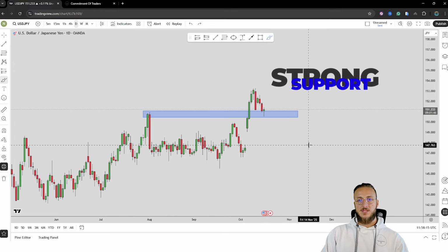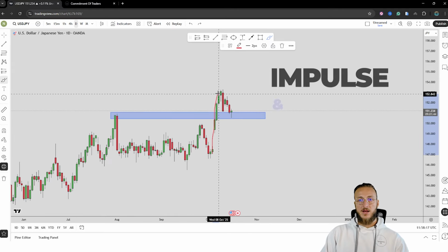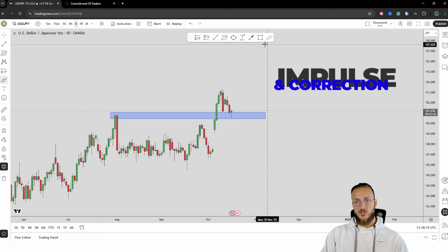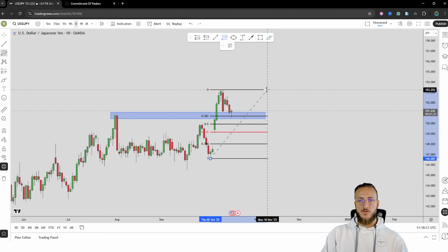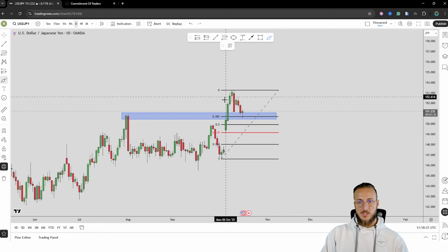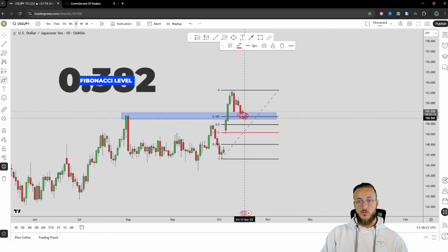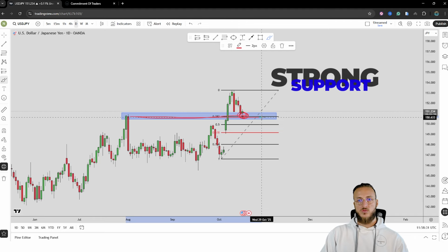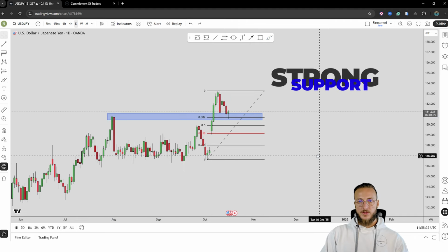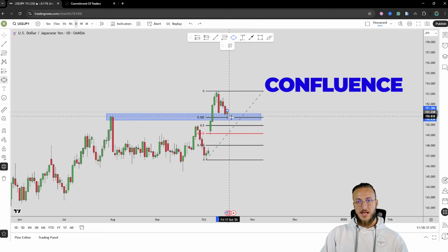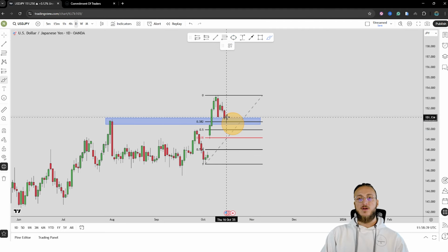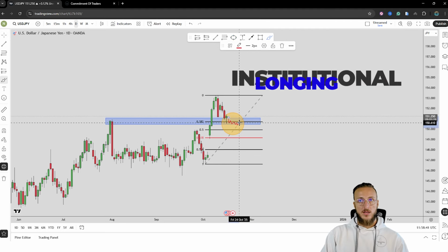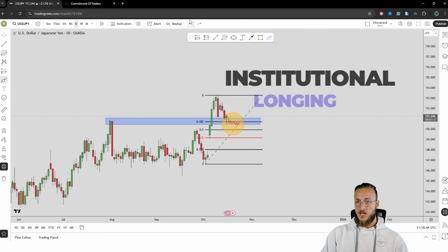We can also notice that since we have an impulse and a correction, if you want to measure the correction after the impulse, you have to take our Fibonacci from the low to the high of the impulse leg, which shows us how we have the 0.382 retracement lining up exactly at this previous resistance turn support. This creates confluence of demand and support exactly inside of this area, which increases the probability of seeing even more institutional longing, which at that point could push price higher.